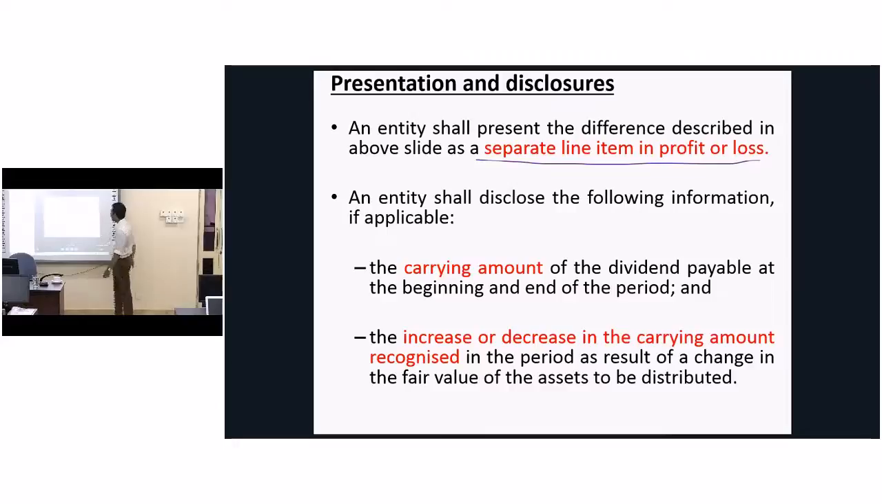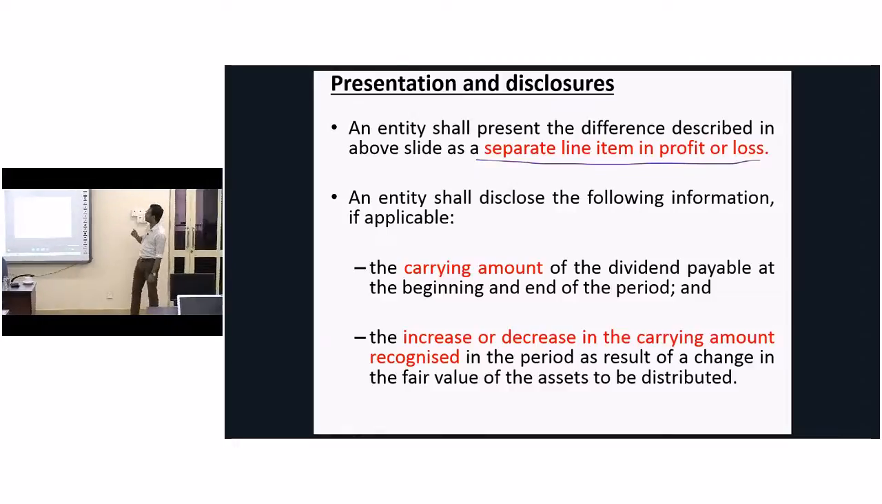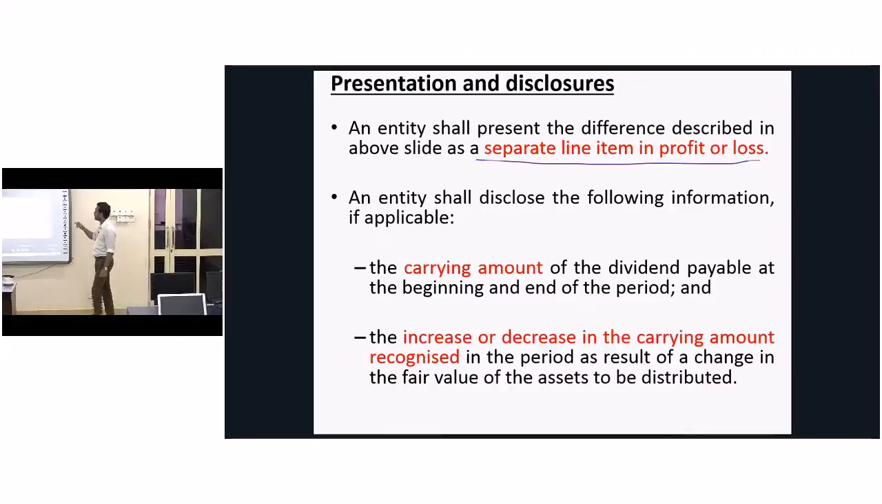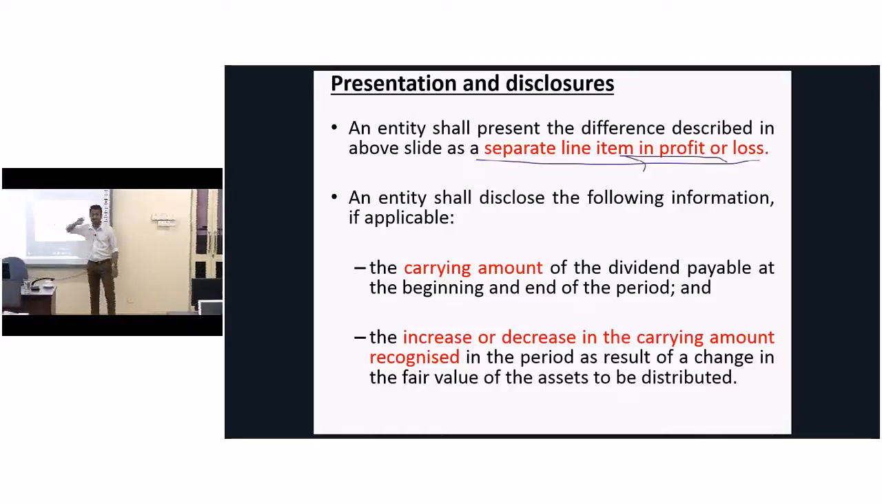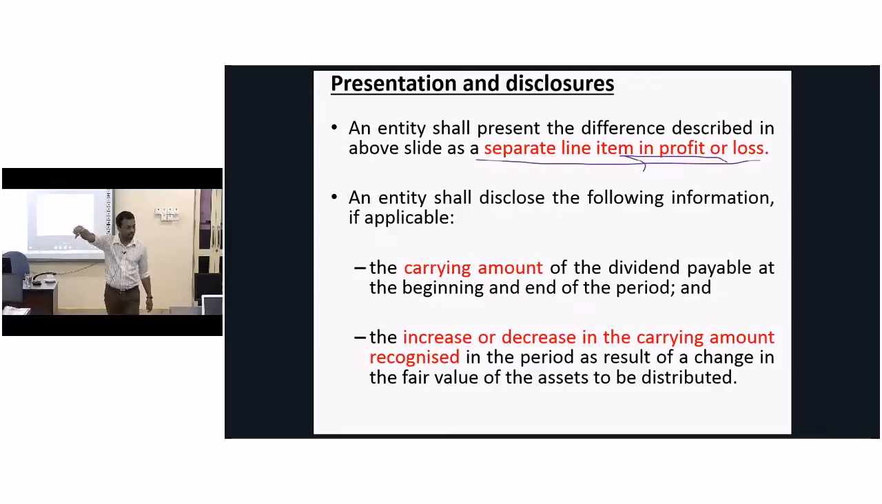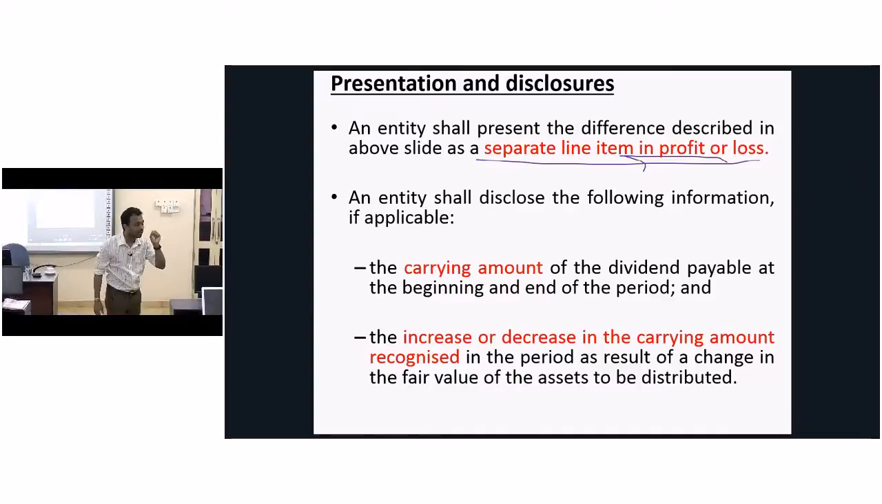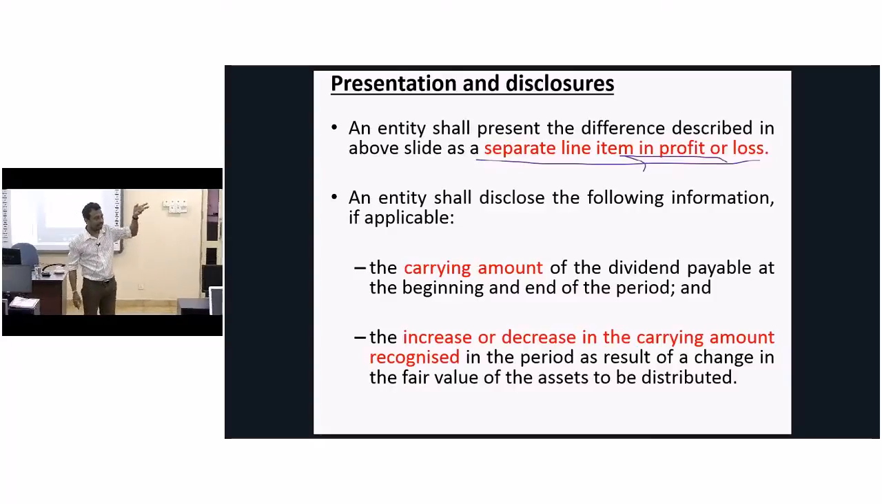What is this? An entity shall present the difference described in the above slides as a separate line item in the profit or loss. If there is any difference between the liability and the settlement at the settlement date, to be recognized in profit or loss as income or expense, it should be disclosed as a separate line item. It's important. We previously thought this amount, but it went for settlement at this amount. The difference should be recognized as expense or income.